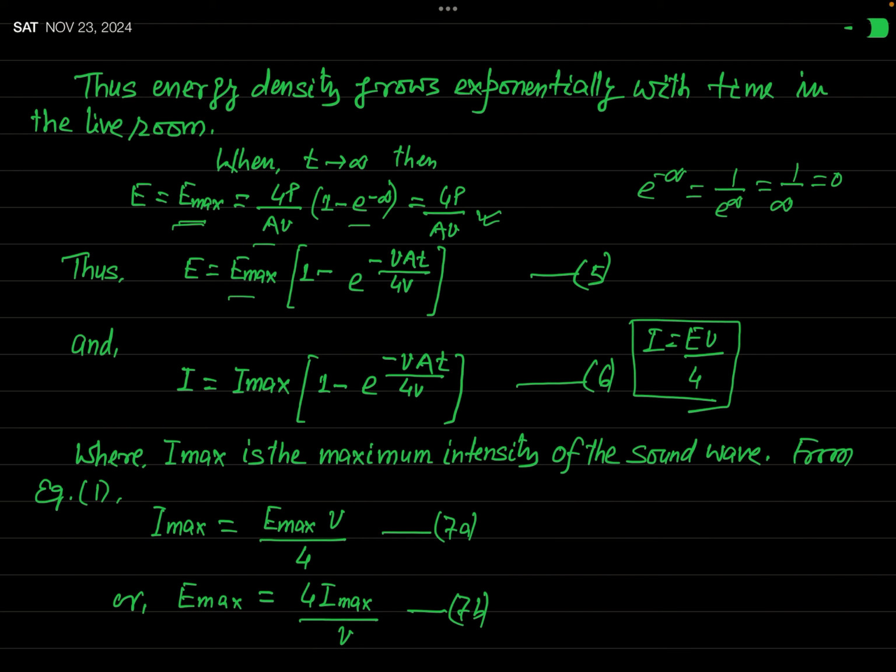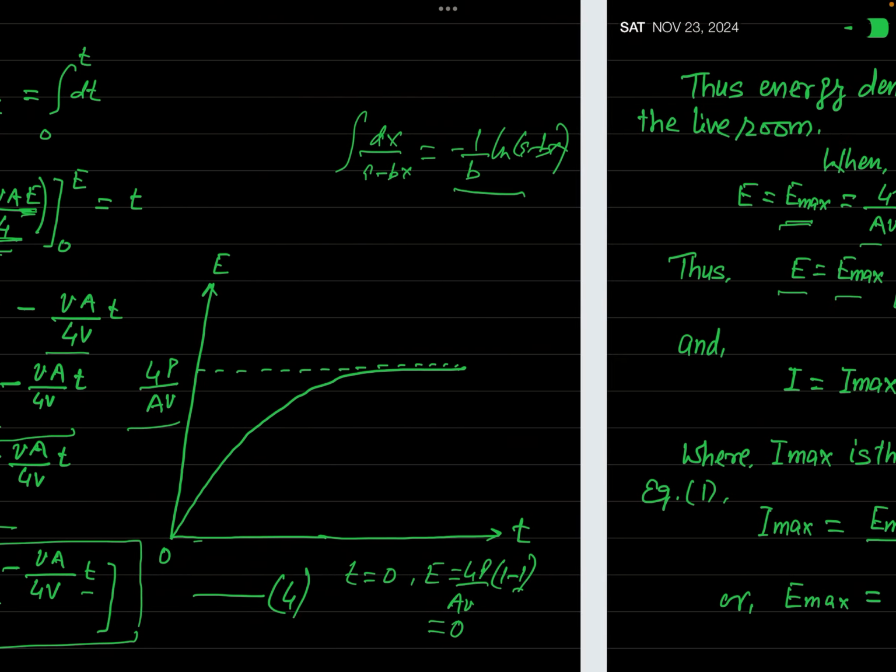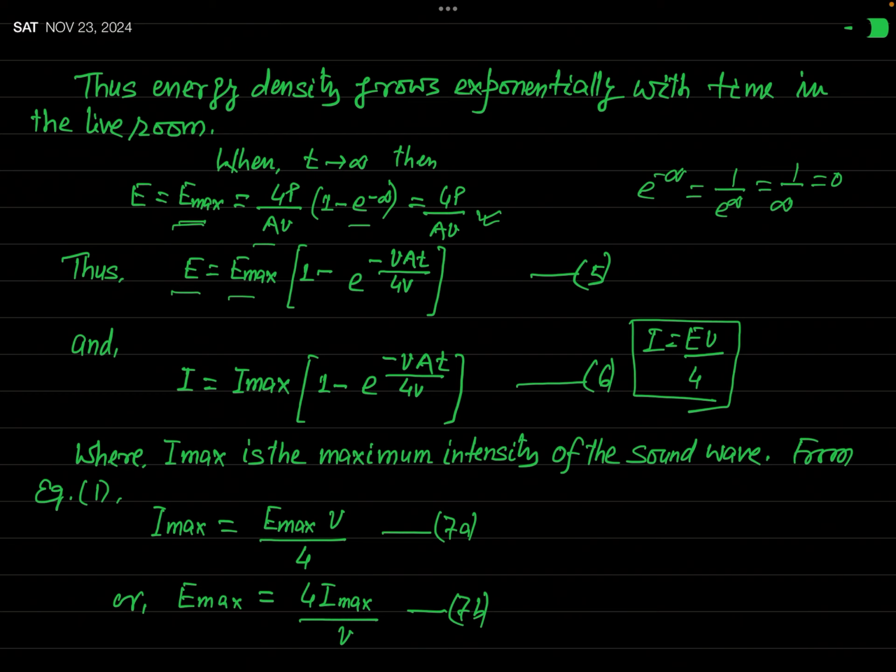And therefore, finally, we get that at any time t, the energy density in this room is given by E equal to E max times this much. Now you can see the variation of E against t here. At zero time, the energy density is 0, and as the time increases, the energy density grows exponentially or asymptotically, but after a long time, it becomes constant. It acquires the steady state value, and that steady state value is 4P over AB, which is actually the maximum value of E.